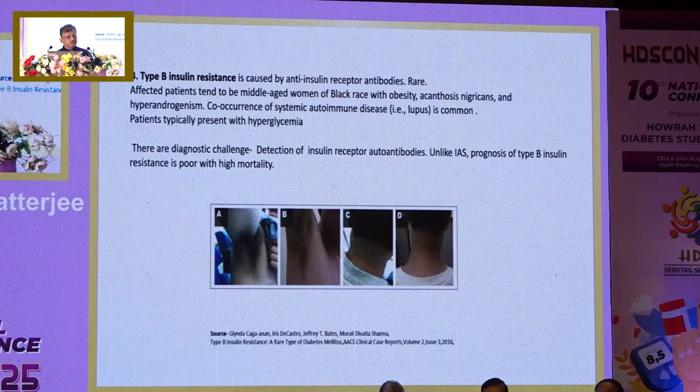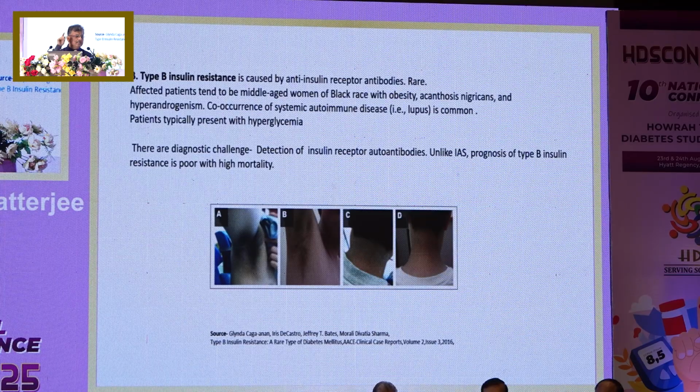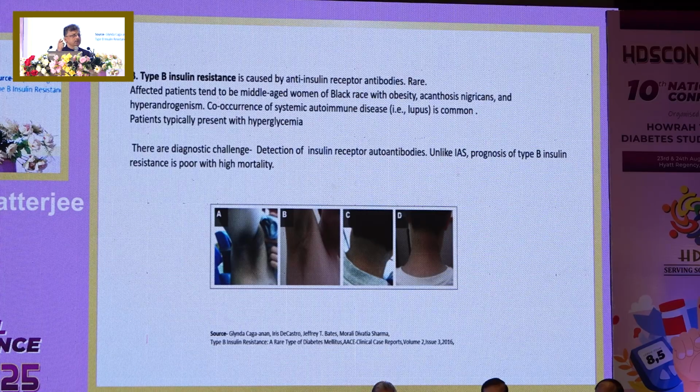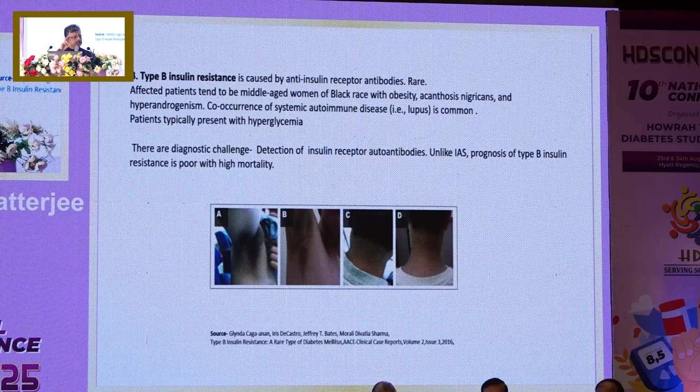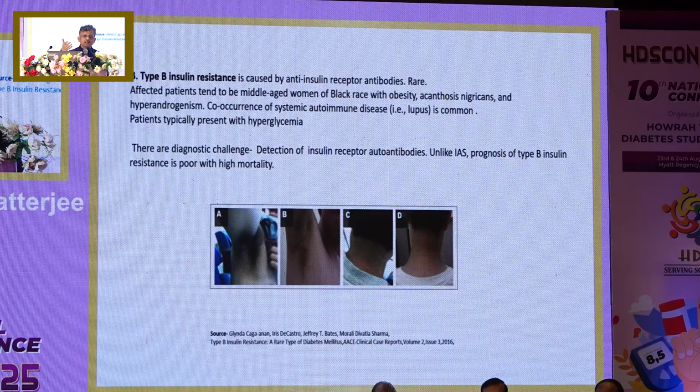Type B insulin resistance, even rarer, is caused by an antibody against the insulin receptor. Here the peculiarity is that patients have features of insulin resistance, and the antibody against the insulin receptor is a partial agonist. It can stimulate the insulin receptor also, so patients with features of insulin resistance and hyperglycemia can have an episode of severe hypoglycemia.